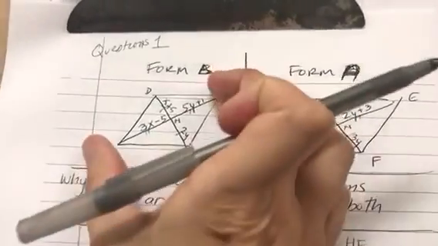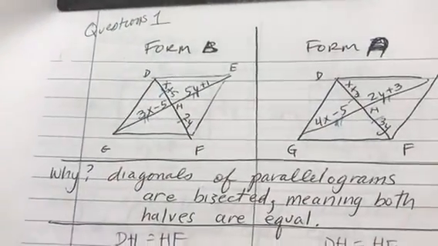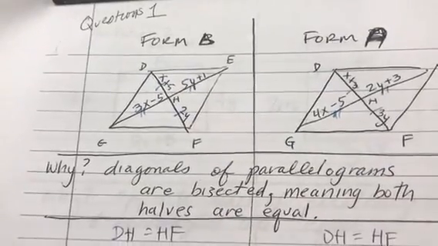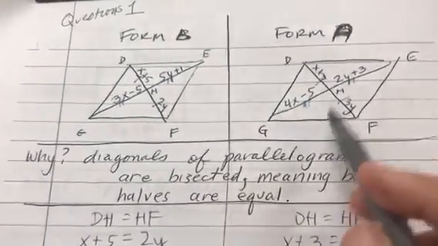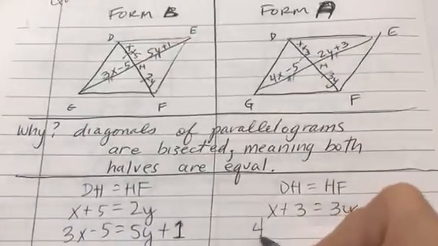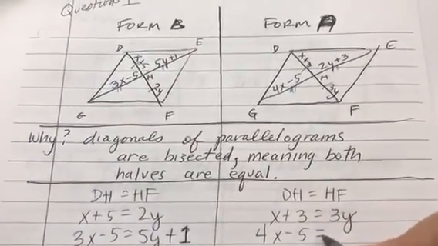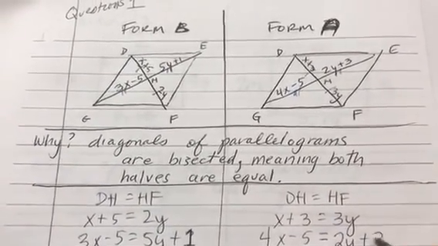Then this diagonal was also cut in half. The left and the right are equal, so I'll copy that down. 3x minus 5 is equal to 5y plus 2, or excuse me, plus 1. And the other one would set up the same way. 4x minus 5 is equal to 2y plus 3.